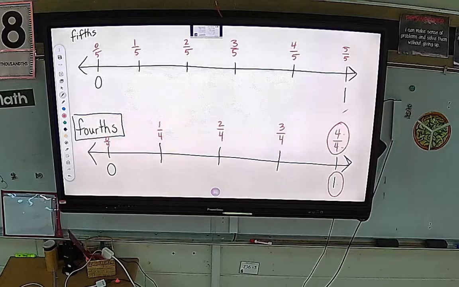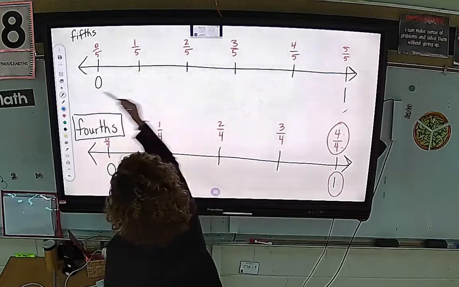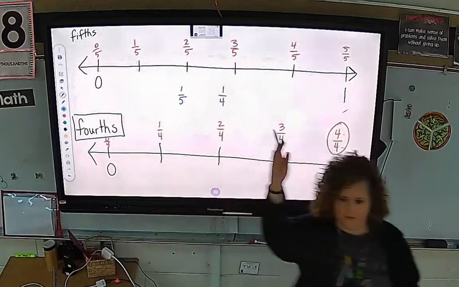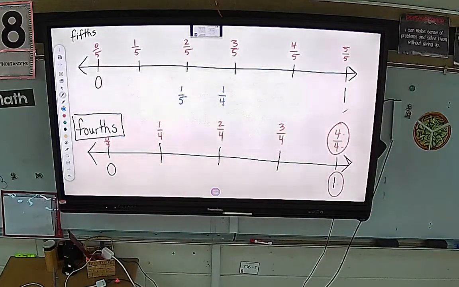Alright, look at my 2 number lines, since we've got 2 of them up there. Since both number lines are very close to the same size, the zeros, the ones, about, we start at the same spot. Let me pick a fraction. We'll just start with unit fractions. If I said look at 1/5 and 1/4, look at 1/5 on the top, look at 1/4 on the bottom. Which one is larger? Which one is larger?